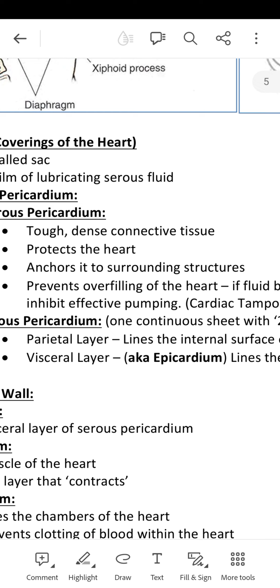Not only heart tissue, but other body tissues as well. It protects and insulates internal organs, compartmentalized like this. The fibrous pericardium compartmentalizes the heart, covering the heart, and it insulates internal organs.